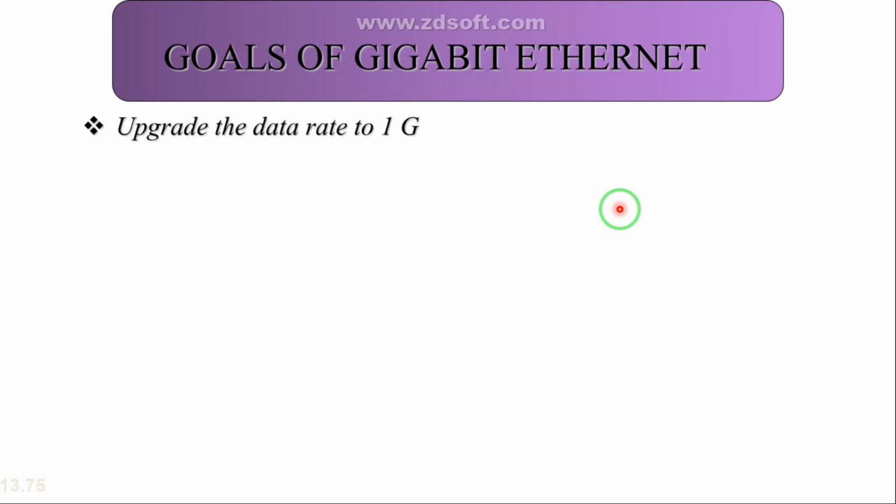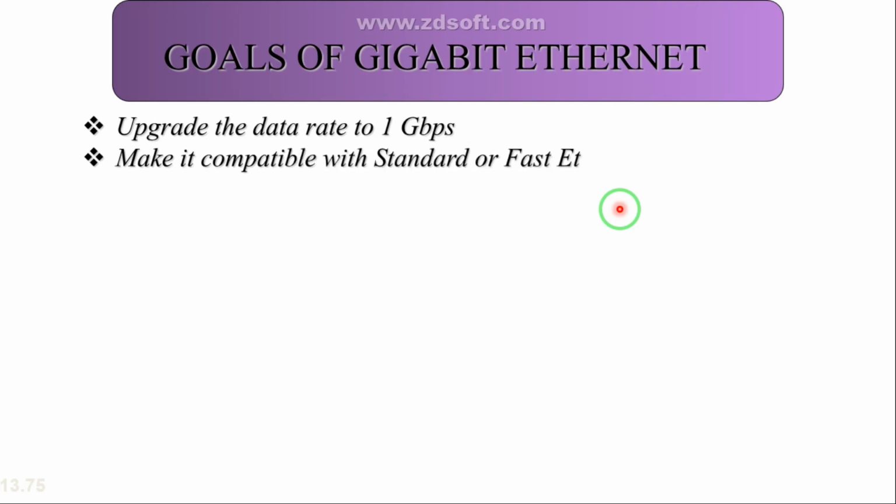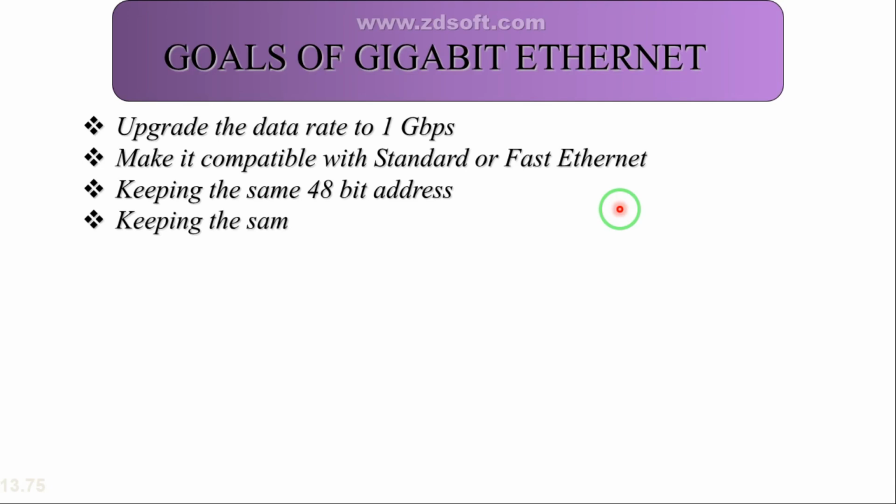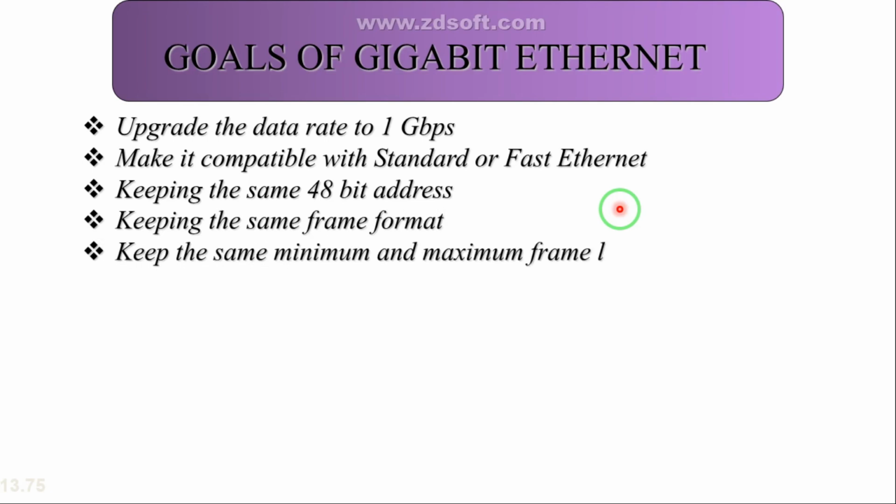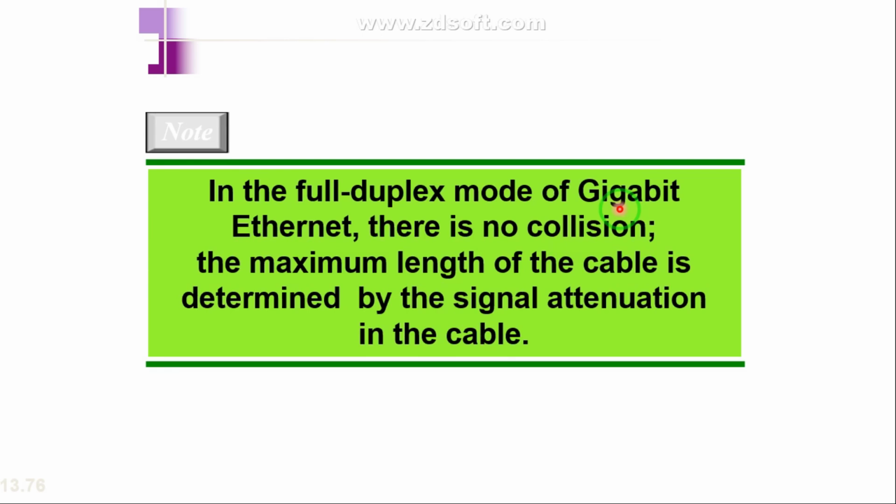So what were the goals of Gigabit Ethernet? To upgrade the data rate to 1 Gbps, make it compatible with standard or Fast Ethernet, keeping the same physical address, that is the 48-bit address, and using the same frame format, then keeping the same minimum and maximum frame lengths, and support auto negotiation that we already discussed in Fast Ethernet.